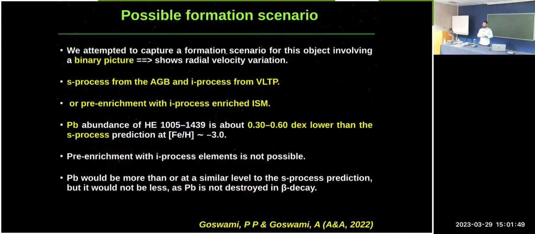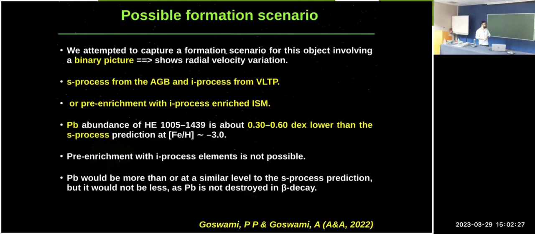We could derive the radial velocity of this star for three epochs, and we found that the star shows radial velocity variation. So we attempted to construct a formation scenario for this object involving a binary picture. In that case, the S process comes from the AGB star, and I process elements may come from a very late thermal pulse. But later we found out that a very late thermal pulse can produce S process first peak elements two dex more than the second peak elements. So this very late thermal pulse cannot be the source of I process in our star.